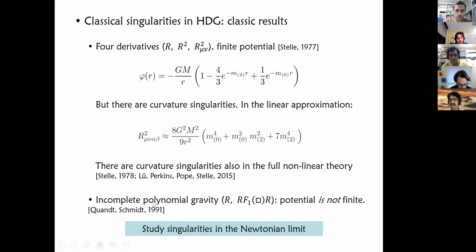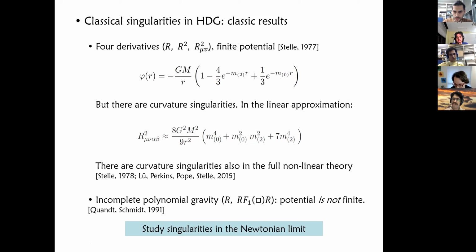Another result that was interesting is that in incomplete polynomial gravity, that is, if you consider the action with the R and a quadratic in the Ricci scalar, where f1 is a polynomial in the D'Alembertian, then you get a potential that is not finite. So my motivation is to further investigate the appearance of singularities in the Newtonian limit.